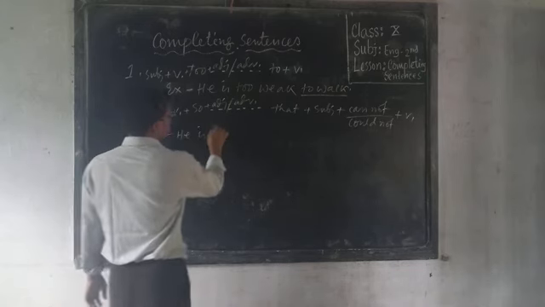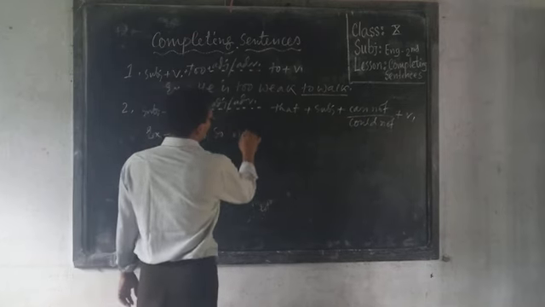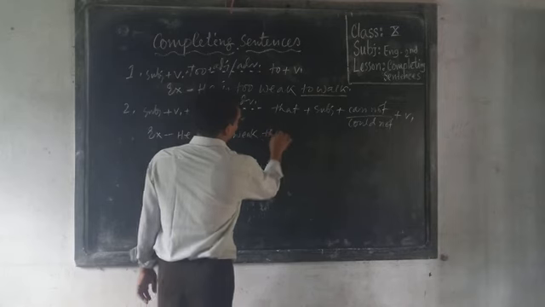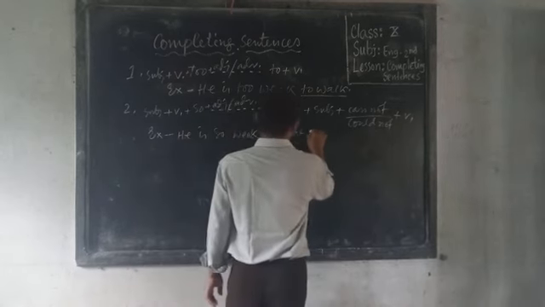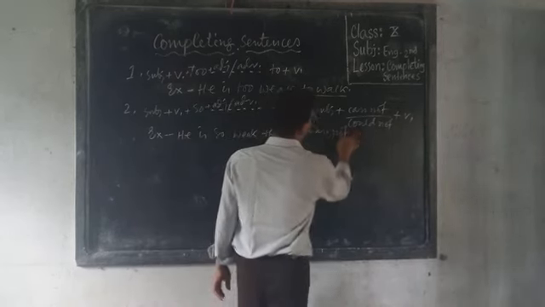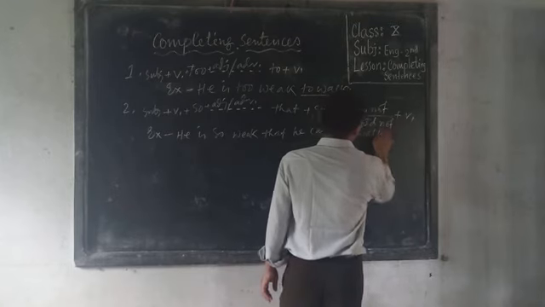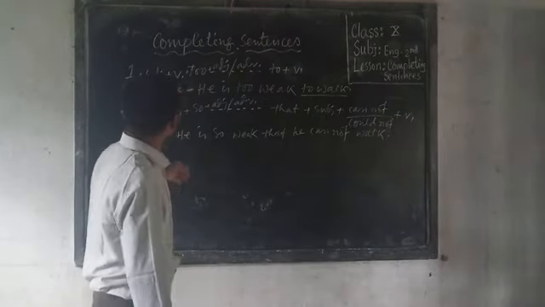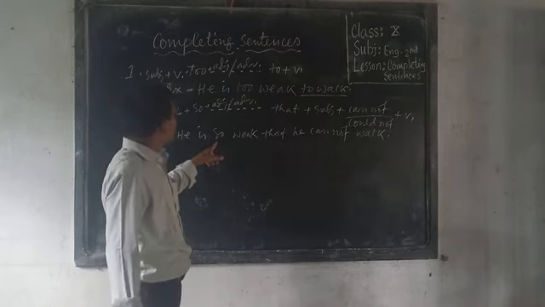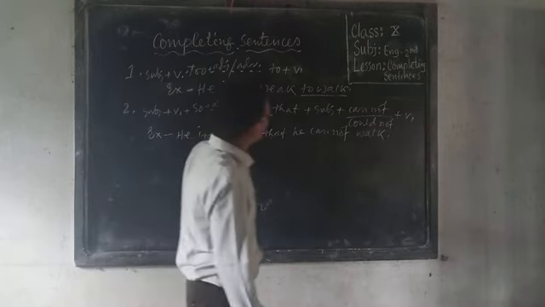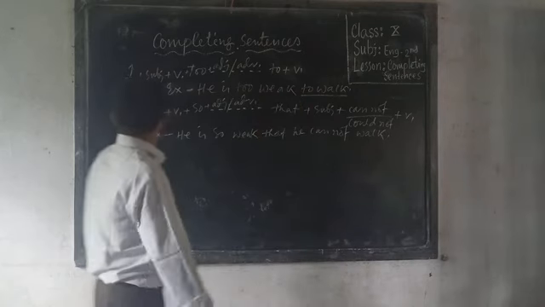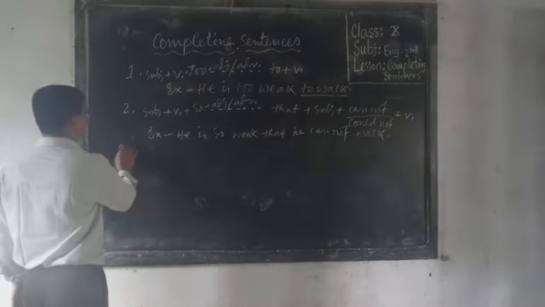He is so weak that he cannot walk. So dear students, when you will see the structure in past tense, then we will put here "could not". Let's move on to the third rule.